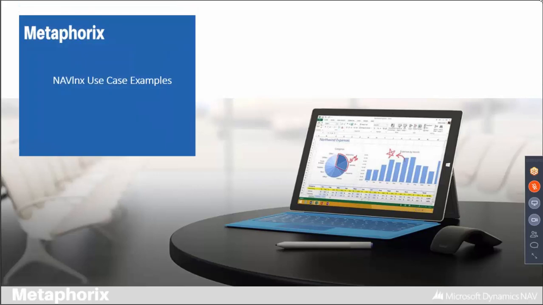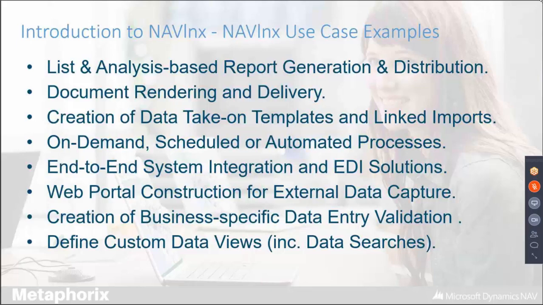Use case examples. NAVLNX, as an extensive product, facilitates several possible purposes for its use. Examples may include list and analysis-based report generation and distribution, document rendering and delivery, the creation of data take-on templates and linked imports, on-demand scheduled or automated processing, end-to-end system integration and EDI solutions, the construction of web portals for the purposes of external data capture, the creation of business-specific data entry validation, and the definition of custom data views, including data searches.